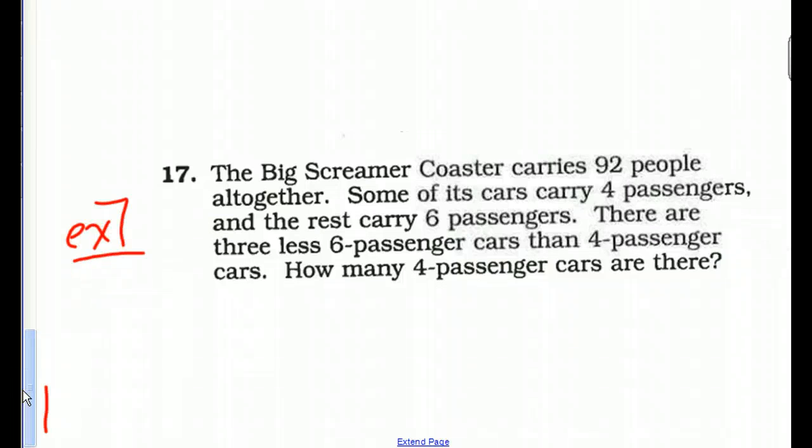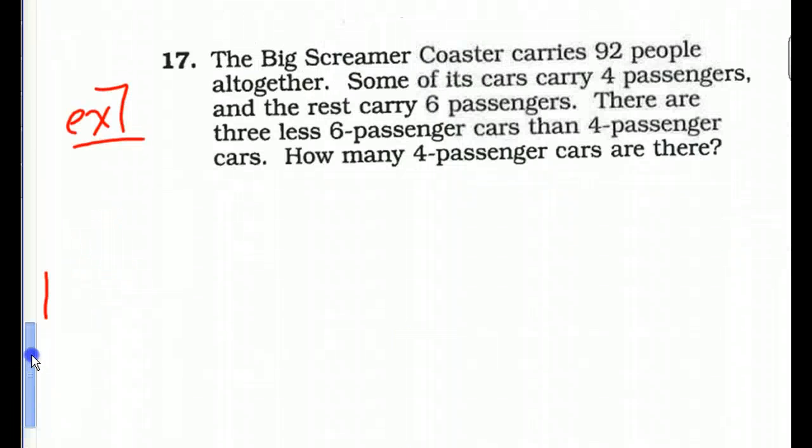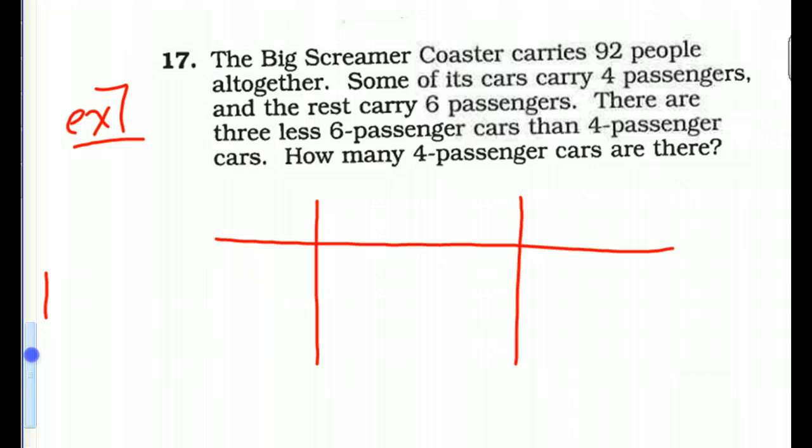All right, last one, example number 7, says the Big Screamer coaster carries 92 people altogether. Some of its cars carry 4 passengers, and the rest carry 6 passengers. There are 3 less 6-passenger cars than 4-passenger cars. How many 4-passenger cars are there? Well, this is just like a guess and check problem. So let's set up a chart. We have 92 people total.